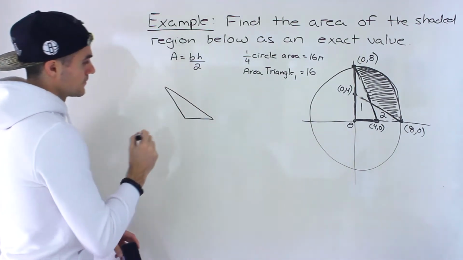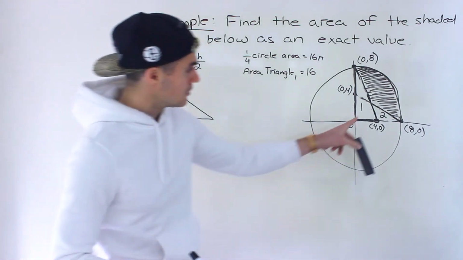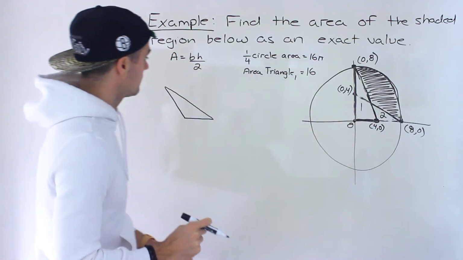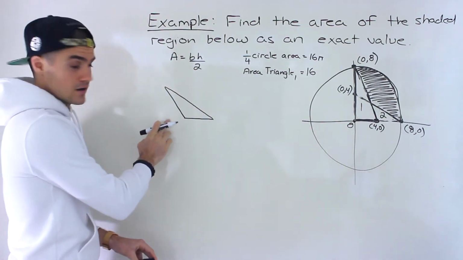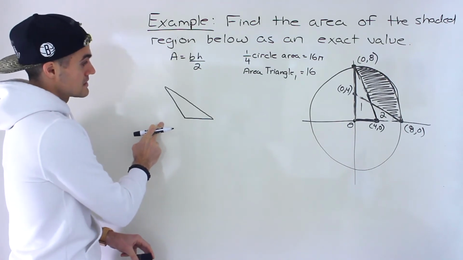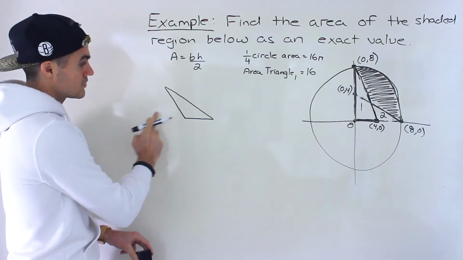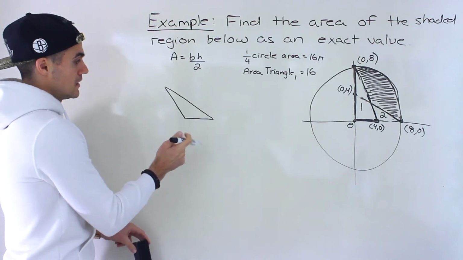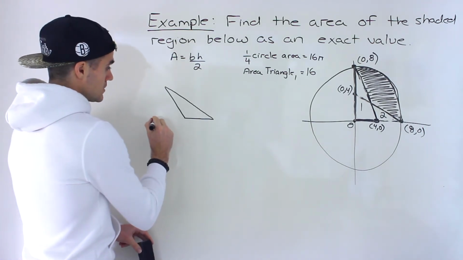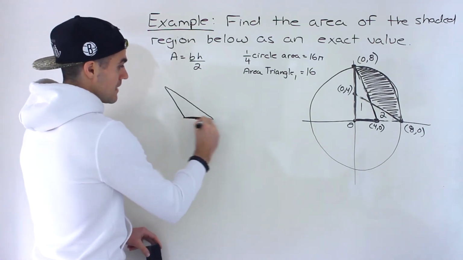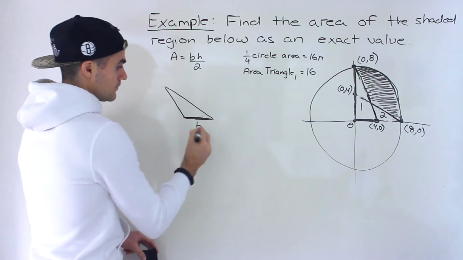It looks like that, right? It's an obtuse triangle. There's an obtuse angle right there. How do we find the area of a triangle like this? Well, there's multiple ways to do it, but I'm going to let this be the base over here, right?